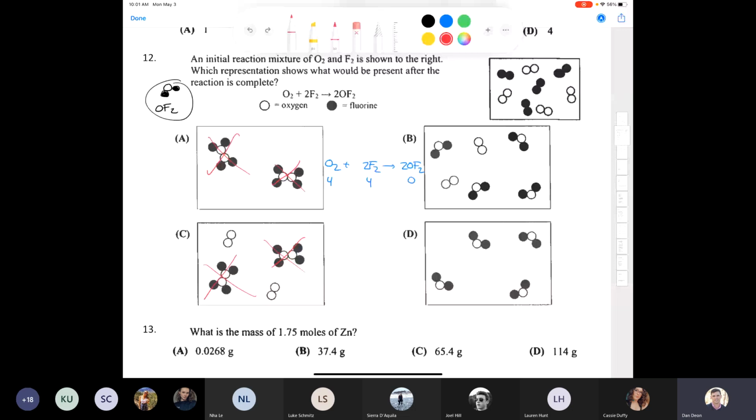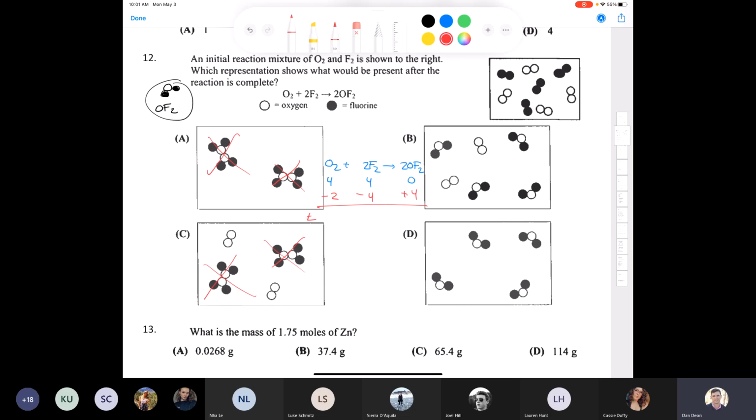If we consume all of the fluorine, right, and we consume twice as much fluorine as we do oxygen, that means we're only going to lose half as much oxygen, right? And if we have a 1-to-1 ratio, or 2-to-2 ratio, if you will, for the fluorine to the oxygen difluoride, that means we're going to gain 4 molecules of this.